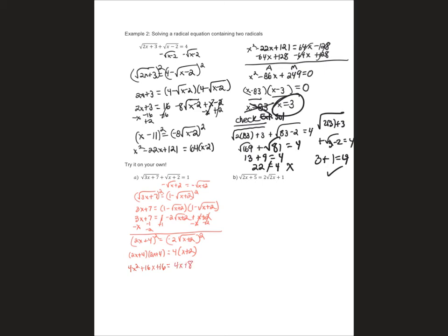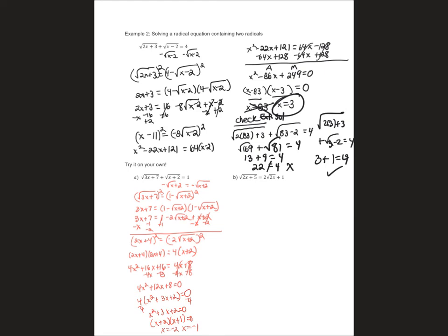Again, I need to solve this quadratic equation by moving all of my terms over to the one side. So I'm going to subtract 4x and subtract 8. So I get 4x squared plus 12x plus 8 equals 0. I can factor a 4 out of this problem. Get rid of the 4 by dividing both sides by 4. X squared plus 3x plus 2 equals 0. Factor this into x plus 2, x plus 1. And I get two answers. X equals negative 2, x equals negative 1.